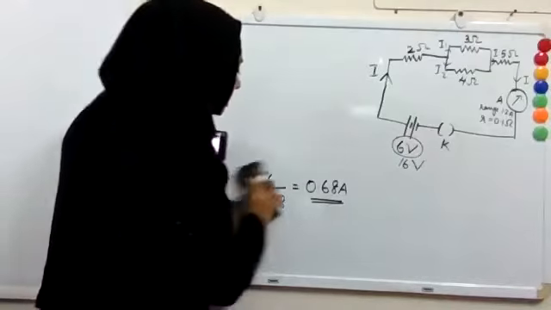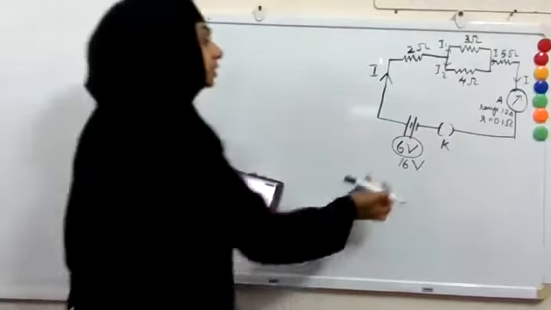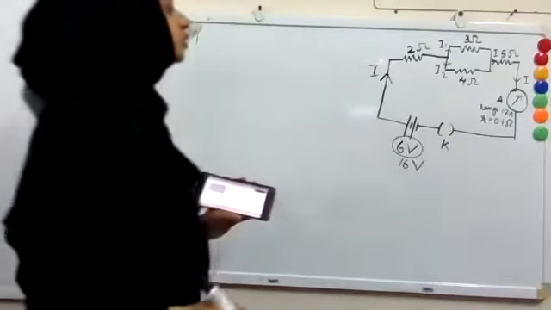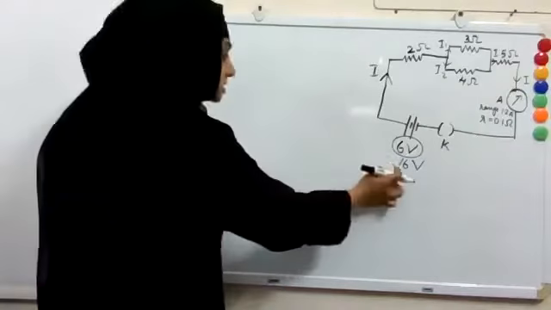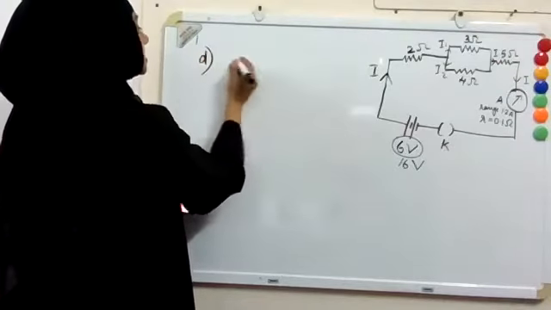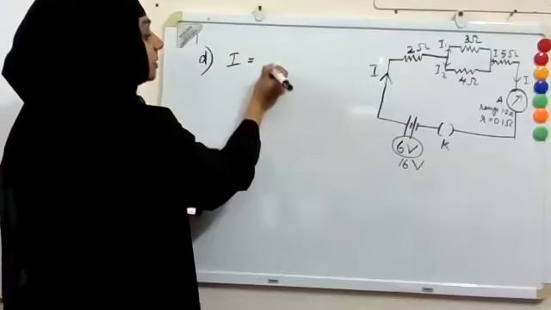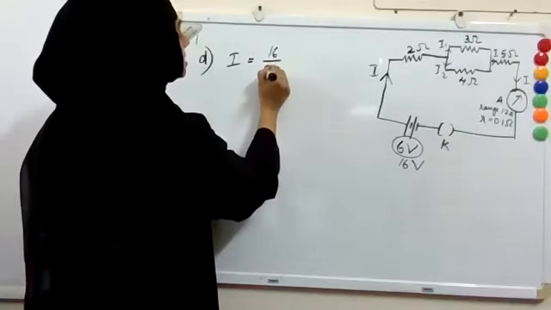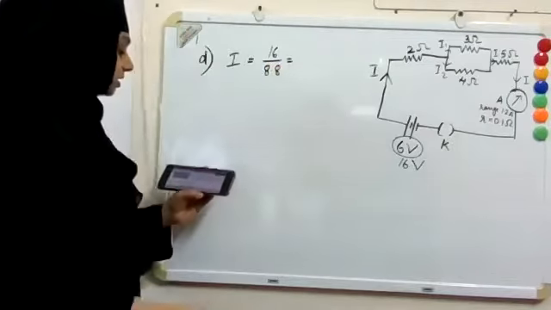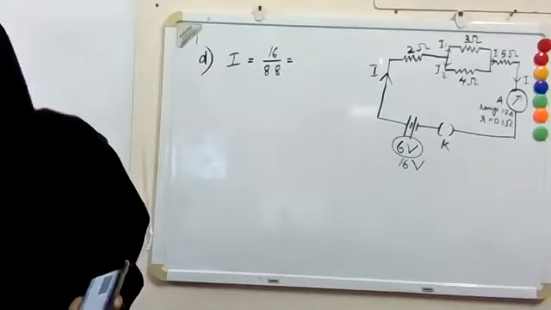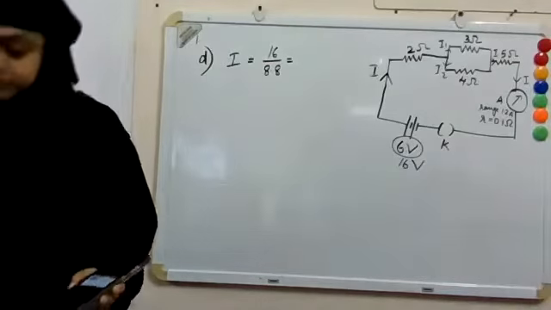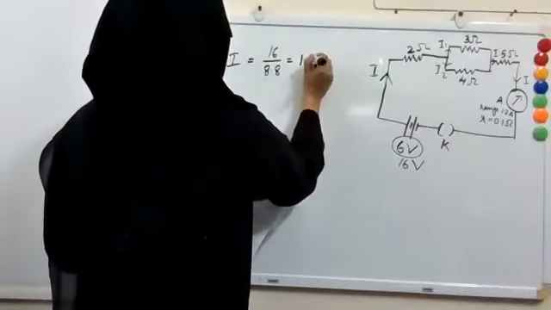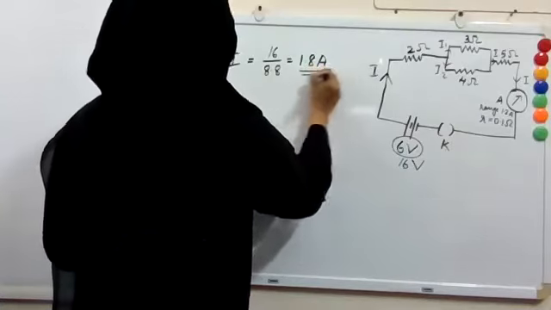So this is fine. But now when you change the potential to 16 volt, what will be the main current flowing through the ammeter? When it is 16 volt, in D, the main current will become equal to 16 divided by the effective resistance, which was 8.8. And then you will get 16 divided by 8.8, which is 1.8 ampere.